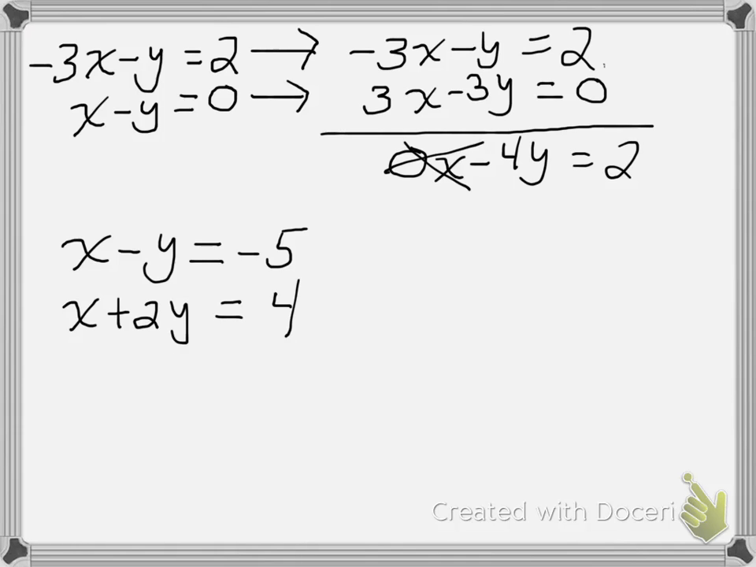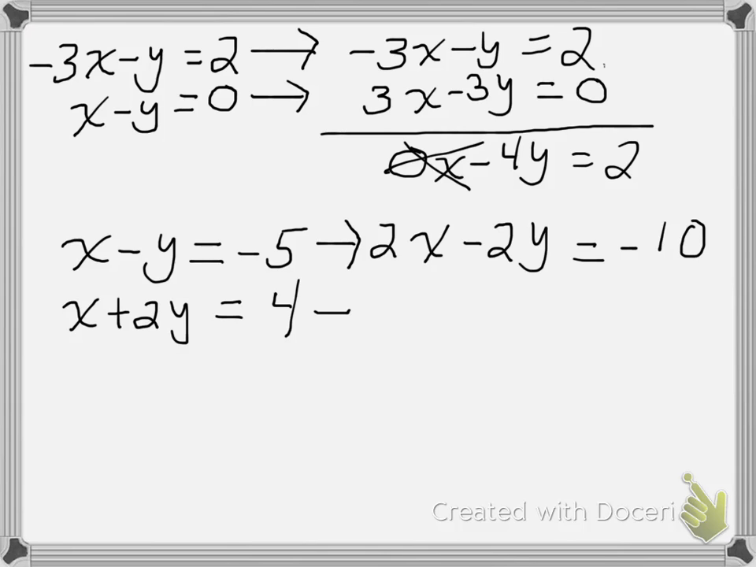So let's look at another example of this. Here's another situation where we don't have any terms that will cancel out when we add. But if I multiply that first equation by 2, then I will have terms that will cancel out. Let me show you what I mean. 2 times x would be 2x. 2 times negative y would be negative 2y. And if I multiply negative 5 by 2, I get negative 10.